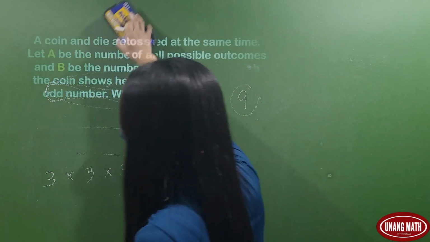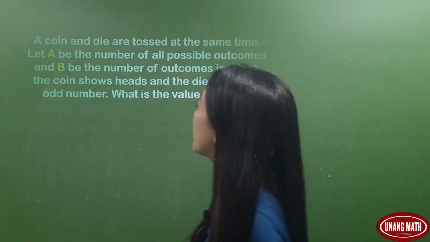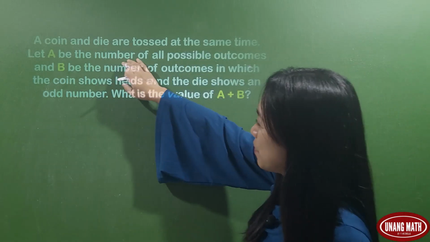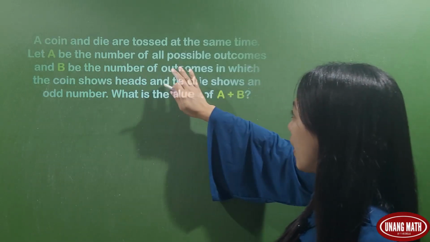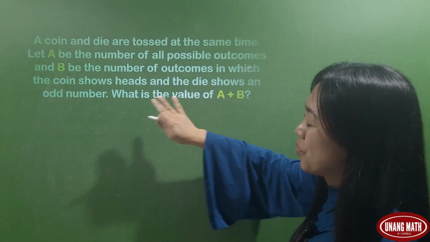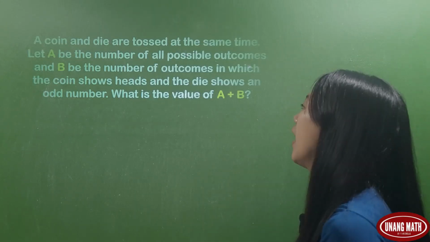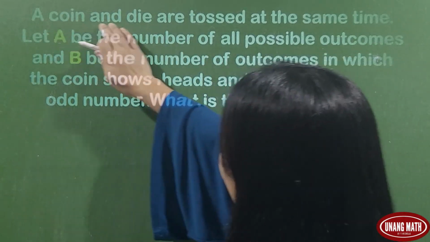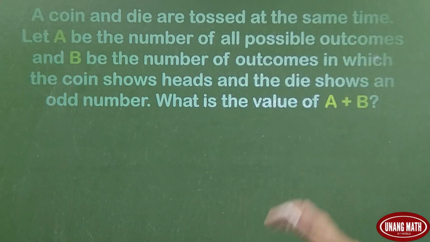Okay, now let's answer these simple questions. Let's start with this first one. A coin and die are tossed at the same time. We will let A be the number of all the possible outcomes, and B be the number of outcomes in which the coin shows heads and the die shows an odd number. So what's the value of A plus B? Okay, to find the value of A, let's go back to the first sentence. A coin and a die are tossed at the same time. A is the number of all the possible outcomes.